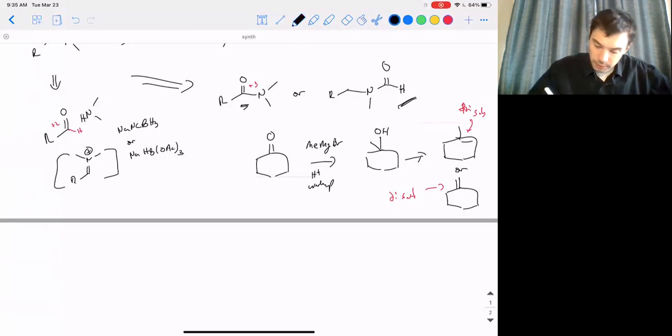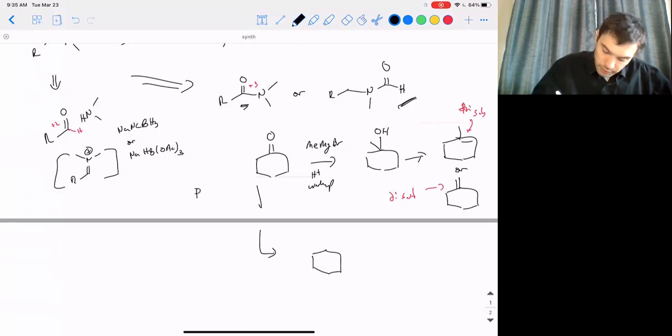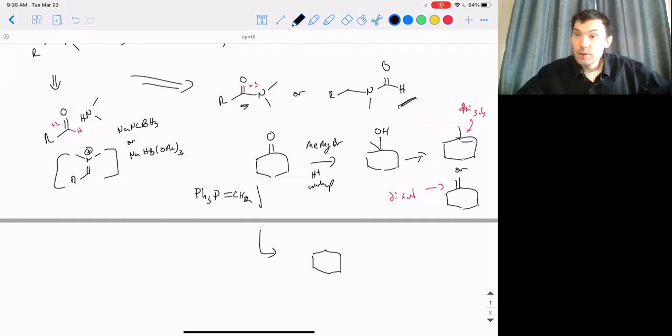The other thing we could do from this ketone is to, and I'm just going to put this onto the next page, is to do a Wittig reaction. So if we have PH3P, we can draw our ylide, and one of probably the most used ylides is just a simple old CH2. And so that would put this alkene in place.